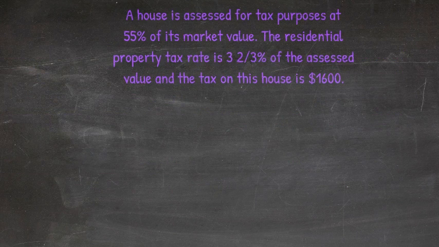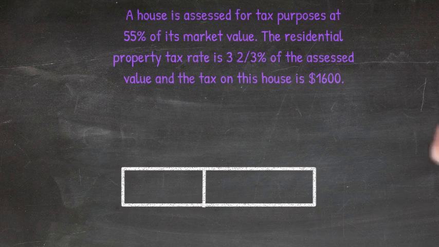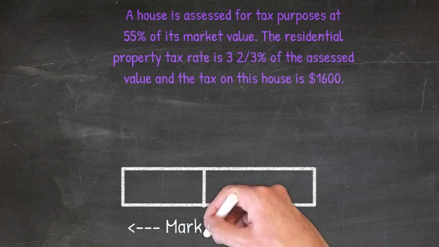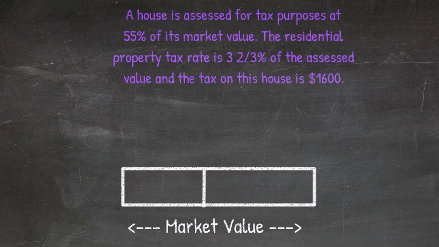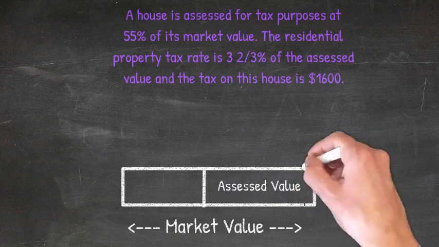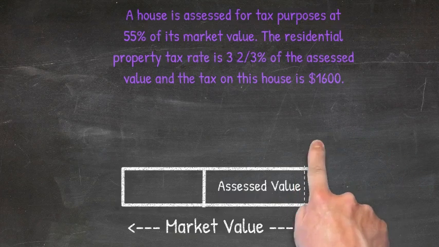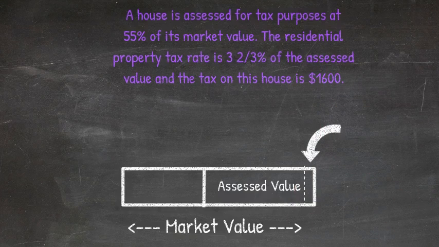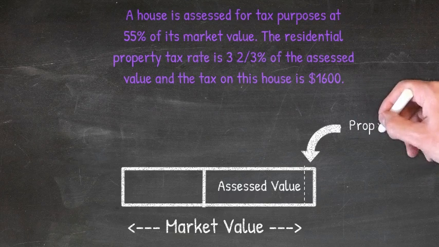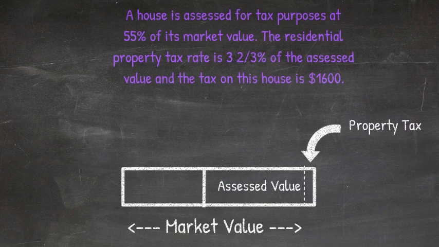Let's try to visualize this question before we tackle it. So if we think of this entire strip as the market value of the house, or what it would sell for, then we look at this section over here, which is just over half, 55%, that's the assessed value of the house. Of that assessed value, we know that the taxes are 3 2/3% of this portion. We also know that this smaller portion has a value of $1,600.